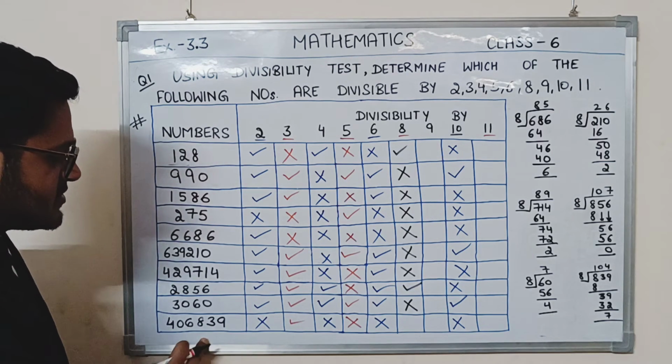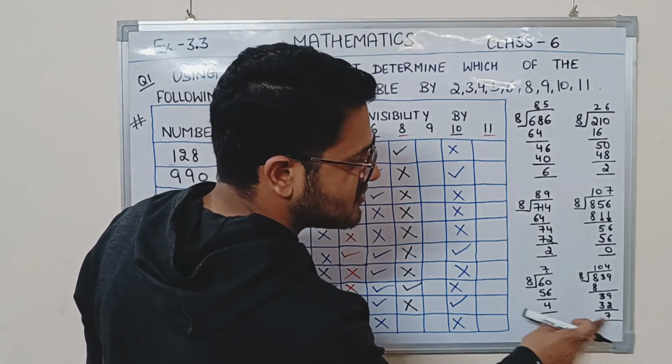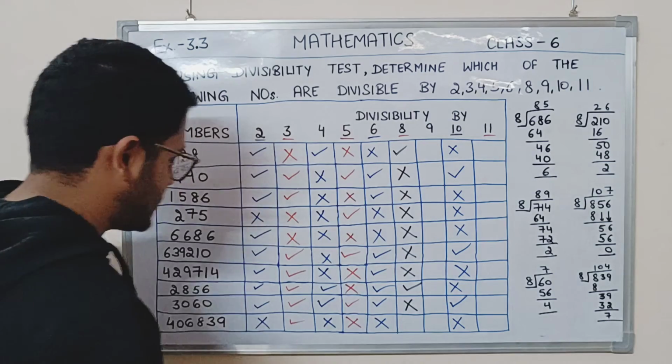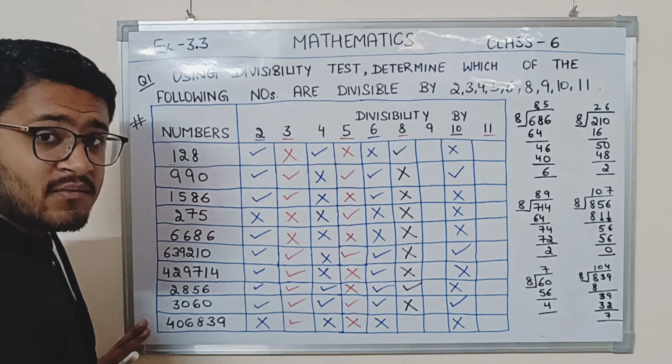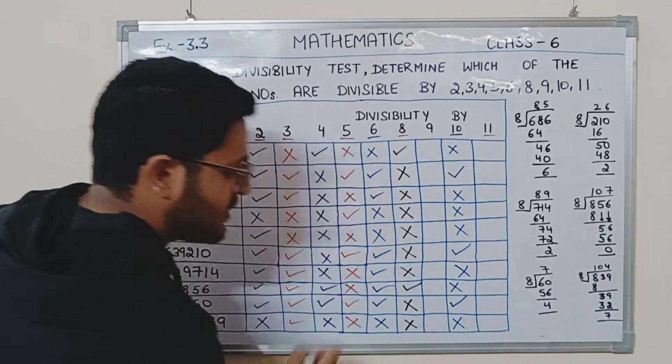Last, 4,06,839. Last three digits 839. 839 divided by 8 gives us a remainder of 7, which means 839 is not divisible by 8. Therefore the whole number is not divisible by 8.